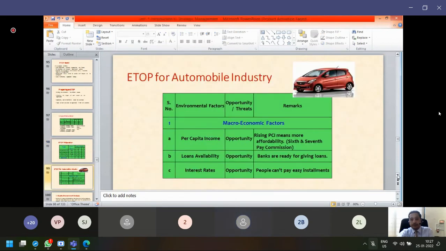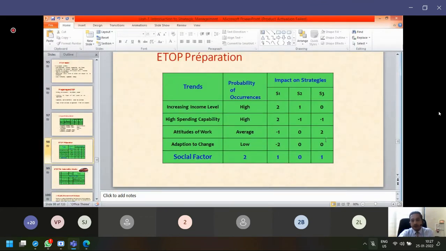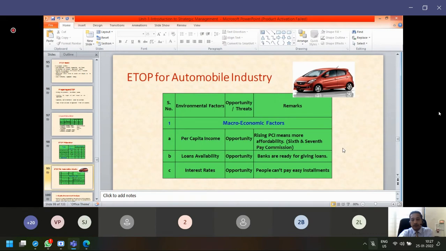So going further, we'll again see another example for an automobile industry. By taking this example, you can see these environmental factors which they have calculated. Once we have calculated these marks, they need to be converted into different statements which can help the manager take decisions. So in the next slide, you can see this example of ETOP for the automobile industry.